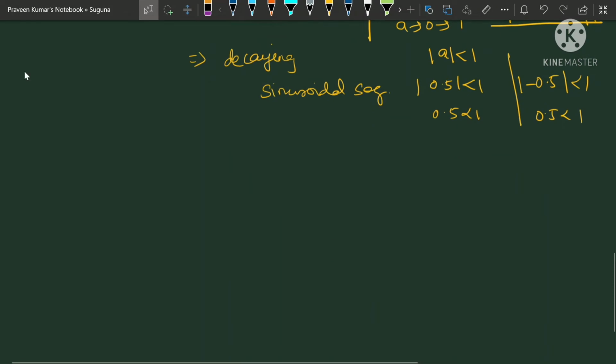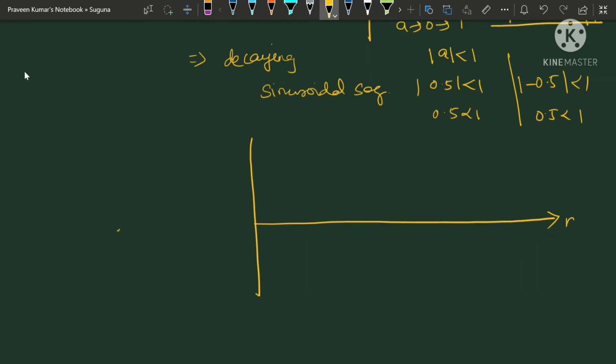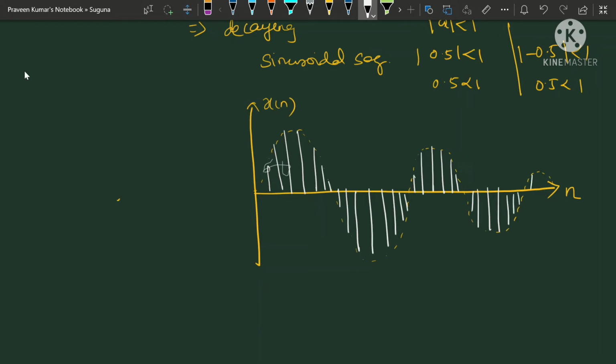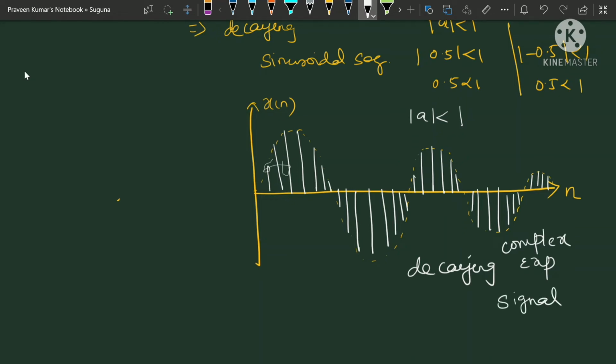Understood? So now let us see how our resultant signal looks. What the waveform becomes: this is n, this is x of n, decaying, right? So for modulus of a less than 1, the nature of the signal is decaying exponential, that is, decaying complex exponential signal or sequence.